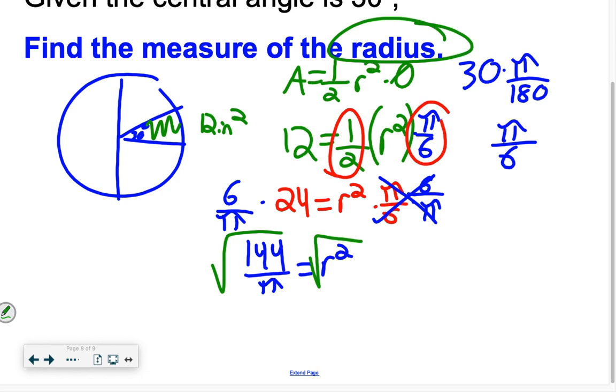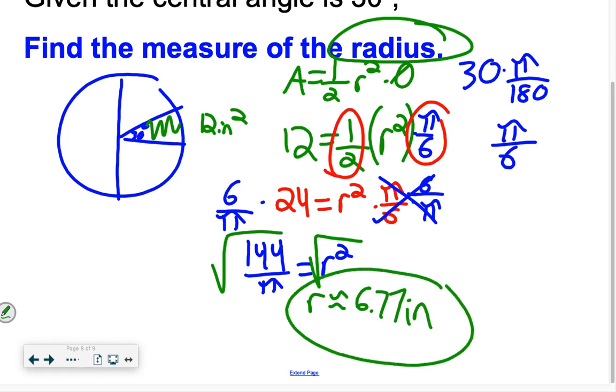So I would type in 144 divided by pi, you get 45.836623661, and then take the square root of that. And I get that R is about 6.77. However, we're given the units, so it'd be inches. And look there. So we used the formula to kind of work backwards this time. We can do that. You just have to think about what they're asking you, okay?